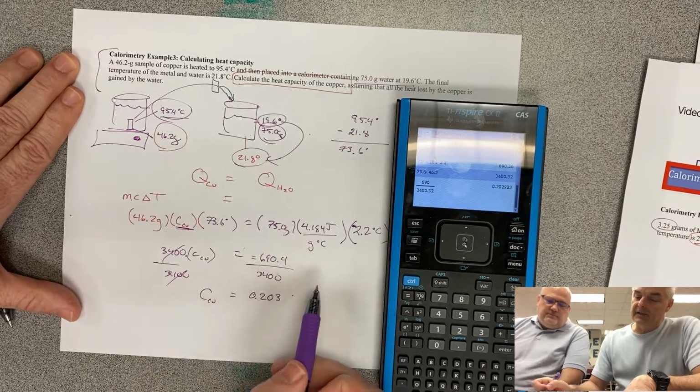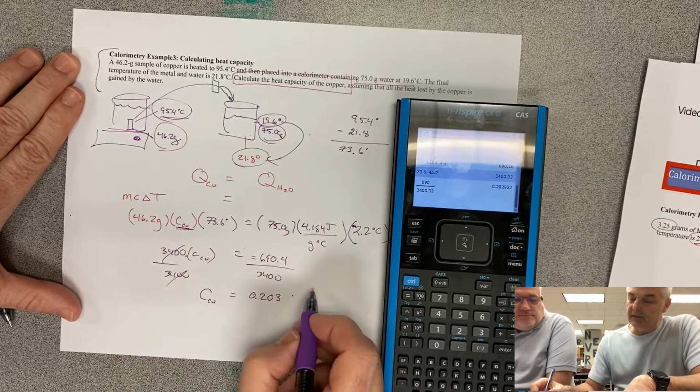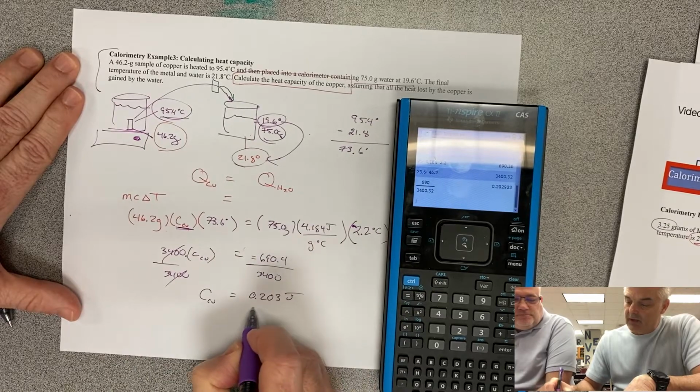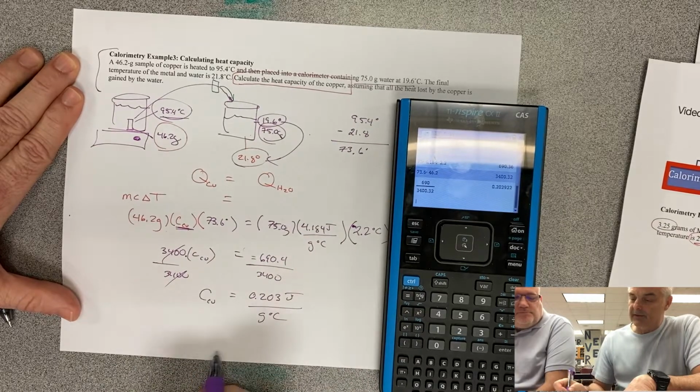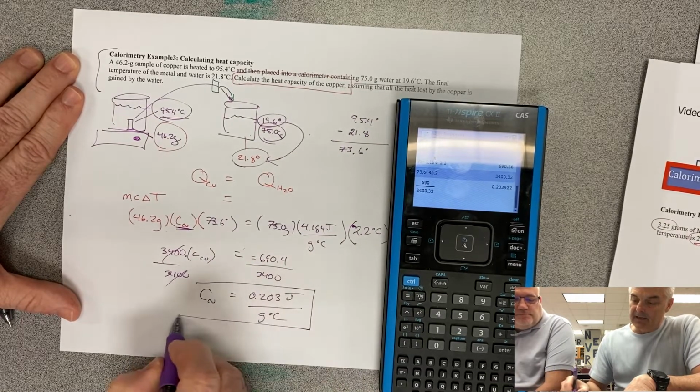Now that's a good question. Let's think about that. What units do we have? Well, C's are in joules per gram degree Celsius. So that's the answer. Now that makes sense.